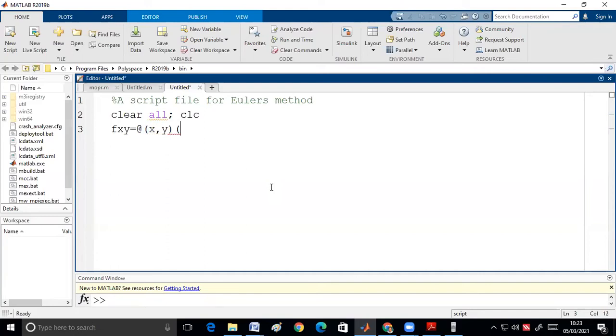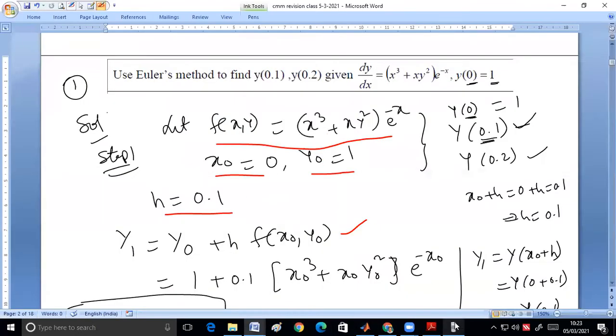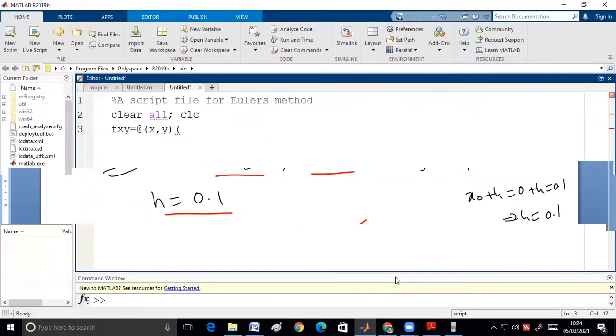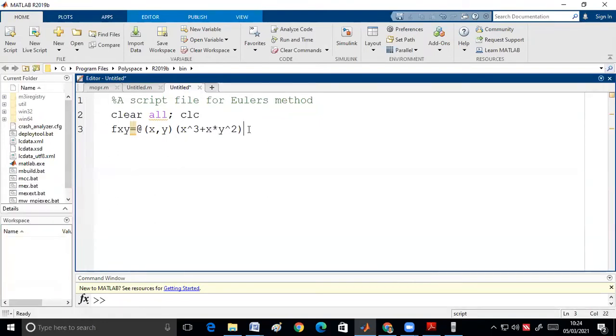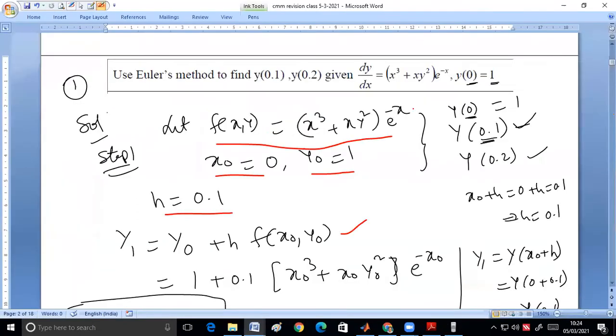Now write the equation. What is the equation? x cube plus x y square, multiplication into exp of minus x. Okay, I will check the question: x cube plus x y square into e power minus x.